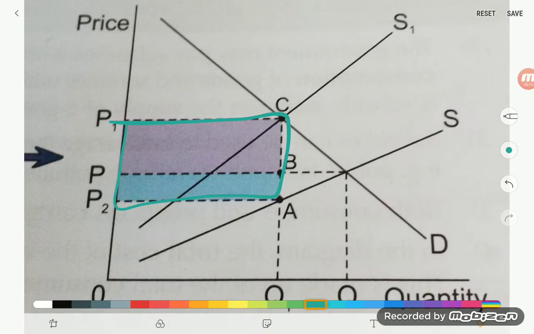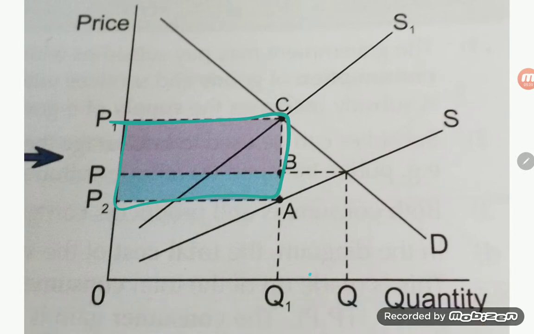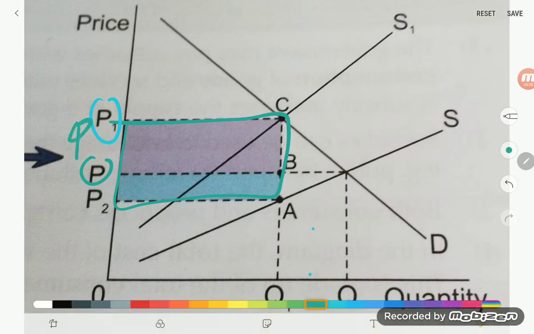So the total tax is P1 C A P2. Now the price that the consumer pays in the shop after the tax is P1. Before they were paying P, so they're paying slightly more. In terms of who is paying the tax, the consumer is paying the larger proportion of the tax. They are paying the purple area, P1 C B P. The remainder of the tax burden falls on the producer, which will be area P, B, A and P2.